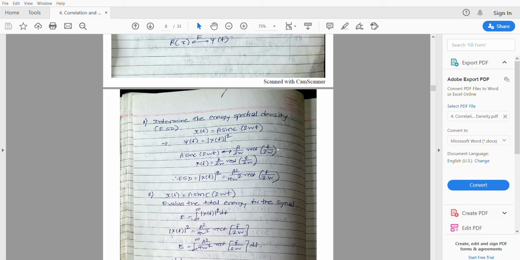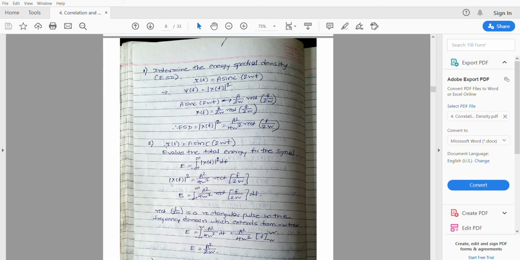And what we have to find out is the ESD. ESD means squaring of your X of f. So we simply square this rectangular function, which is in the frequency domain. So we will get a squared upon 4w squared rect of f upon 2w. This is what we find here: the energy spectral density for the sinc which is in the time domain.